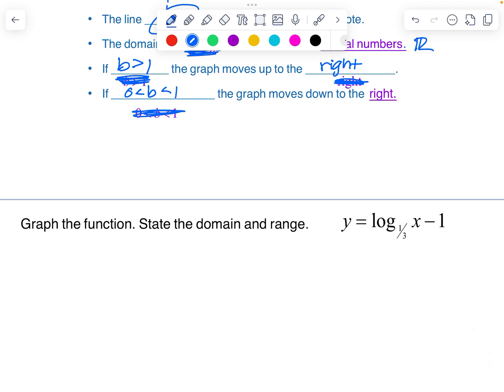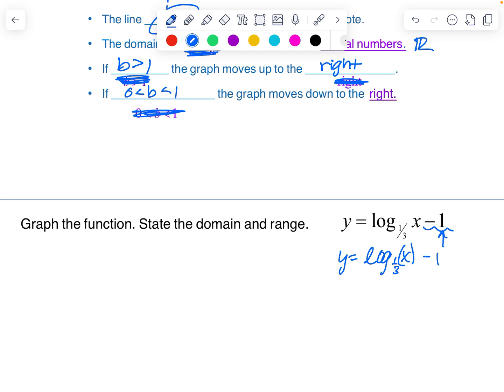So they want us to graph the function and then state the domain and range. And this is our equation: y equals log base 1/3 of x minus 1. Now they did not put that x minus 1 in parentheses, which means that this is a k value. So another way I would write this is log base 1/3 of (x) minus 1.